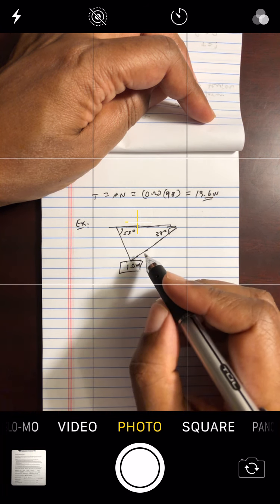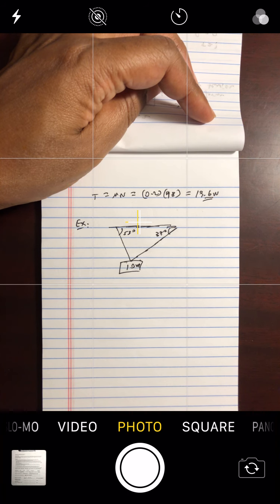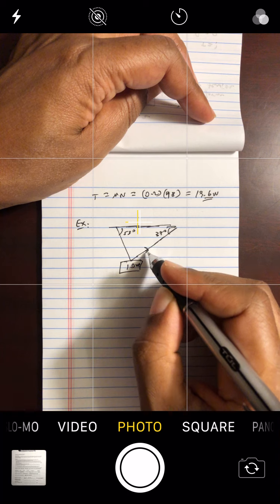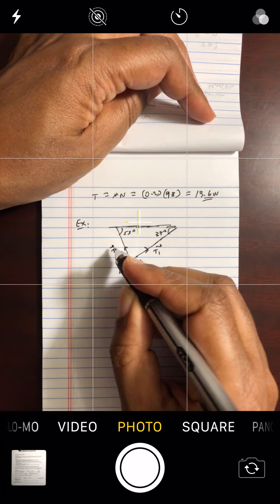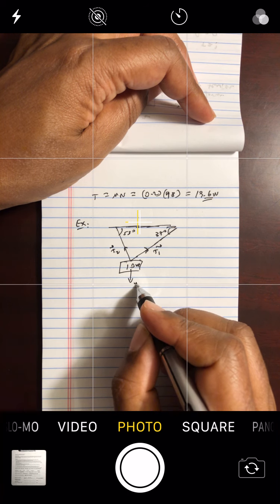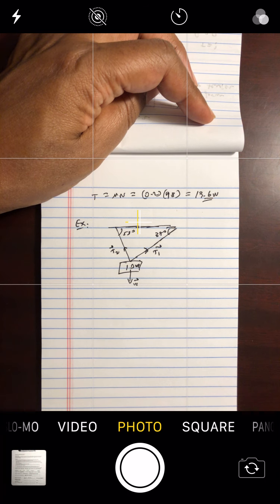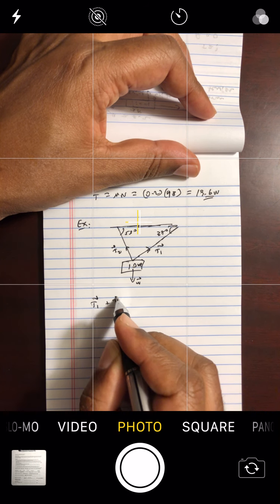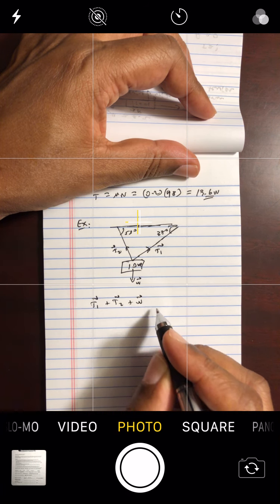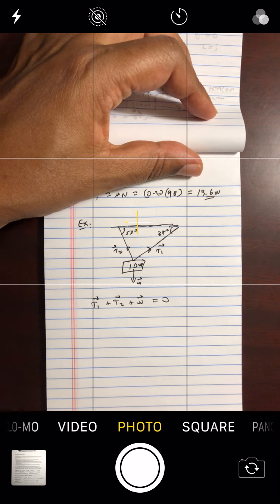Obviously it's in equilibrium, right? So what are the forces acting on this object? We got this tension pulling this way, let's call it T1. We got this tension pulling this way, that's T2, and then we got the weight pulling down. Since we know it's at rest, we can add up the forces and equate them to 0. So you've got T1 plus T2 plus the weight equals 0. This is the equation we have to apply.